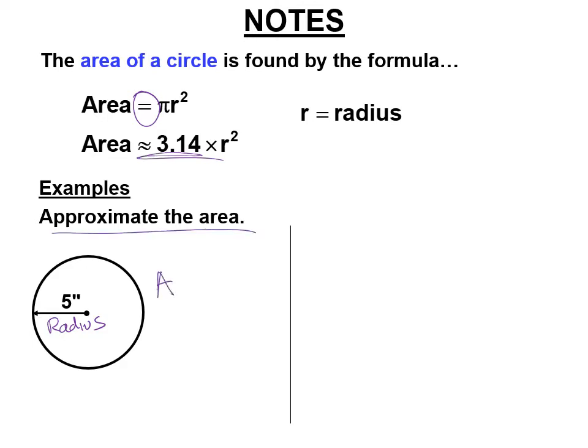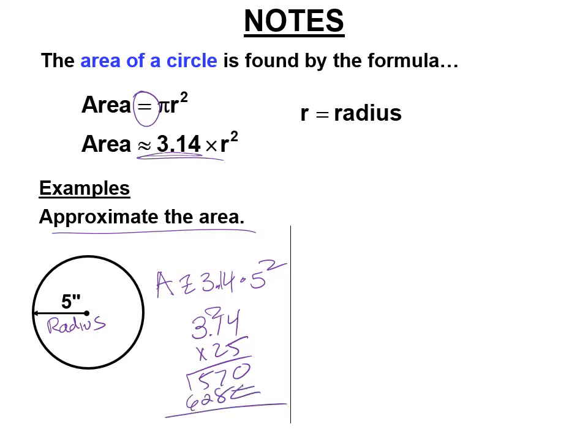So the area is approximately 3.14 times 5 squared. What do you do first? Multiplying our exponents. So it's 25 times 3.14. 5 times 4 is 20. 5 times 1 is 5. 5 times 3 is 15. Step over. 5 times 3, 1, 4. It ends up with 628. Add up the two rows.